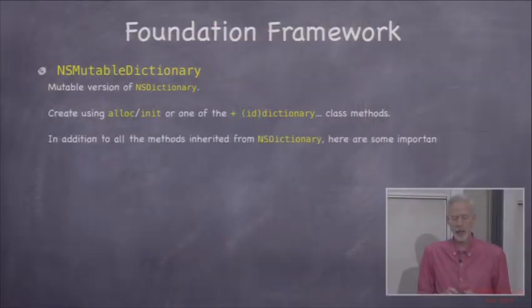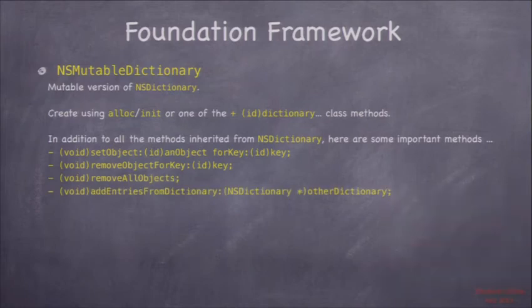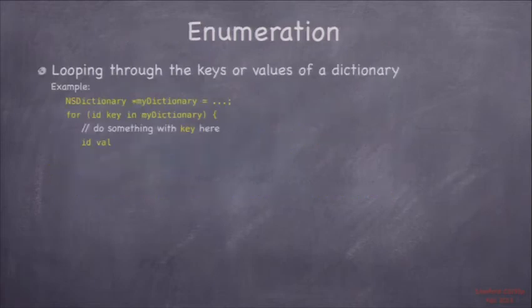So we have a mutable version, NSMutableDictionary, usually created with alloc init. It has all the things of a dictionary, plus it has set object for key, that adds a key value pair. And you can remove objects, add entries from another dictionary, et cetera, et cetera.